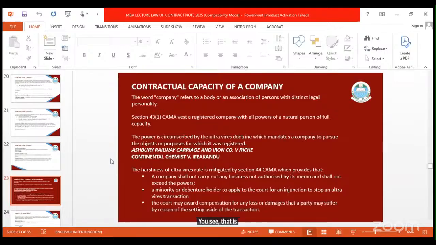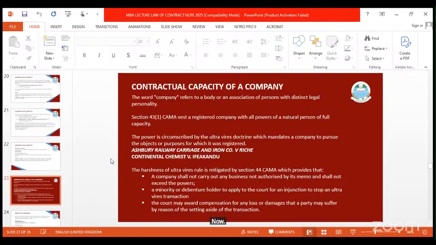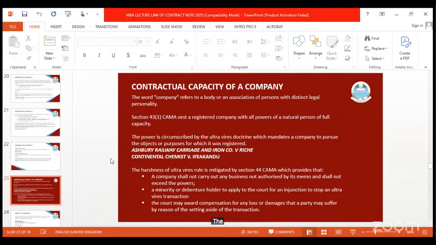And then also, unlike before, now the courts may award compensation. Unlike before, when you could just say you don't have powers and walk away, now the courts may look at the merits of the case and decide that, yes, it's beyond the powers, but because they're spending money on you, you have to compensate the company based on what the court says. So all of those things are meant to mitigate the harshness of the ultra vires rule, as it was applied in Continental Chemists v. Ifekandu.